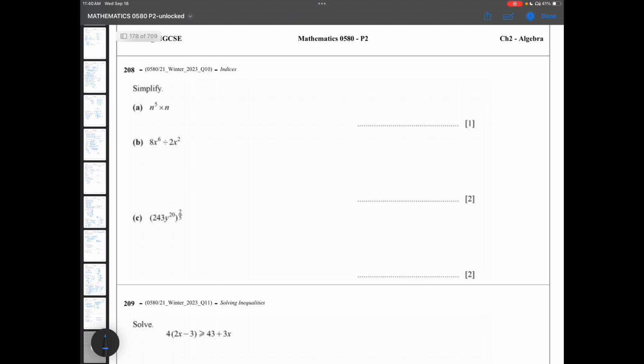Now question number 208. It says simplify n to the power 5 multiplied by n. When there is no power, it means the power is 1. We have the same bases being multiplied, so we just add their powers according to the law of indices. So 5 plus 1 gives n to the power 6. The next question is 8x to the power 6 divided by 2x squared. This 8 gets cancelled with 2, we get 4. And same base again, x, being divided, so according to the law of indices, we subtract their powers. So it will be 4x to the power 4.